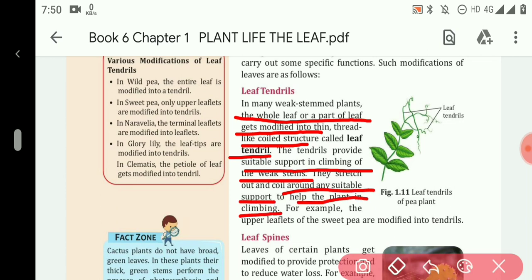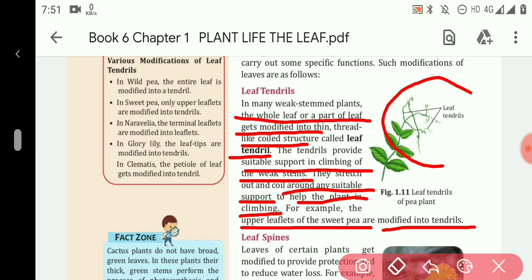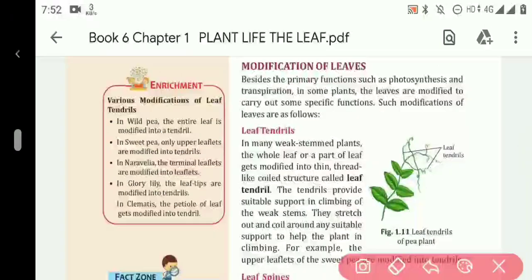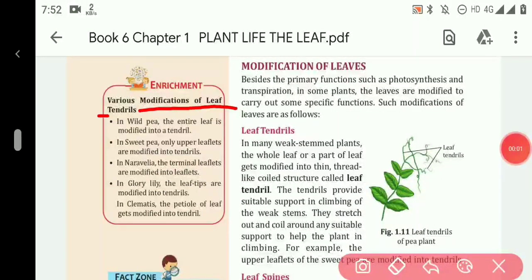For example, the upper leaflets of the sweet pea are modified into tendrils, as you can look here. The leaf is modified into thread-like structures which are known as leaf tendrils, and they act as a support system for the weak stems. There are some modifications given of leaf tendrils.